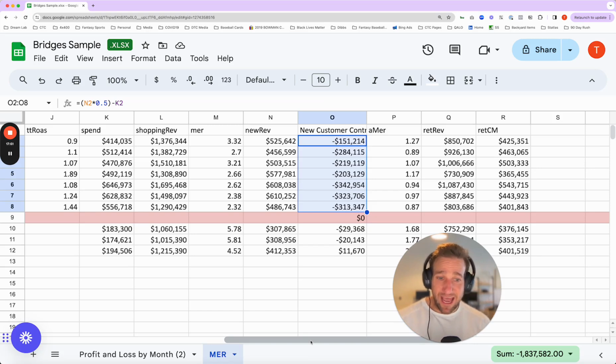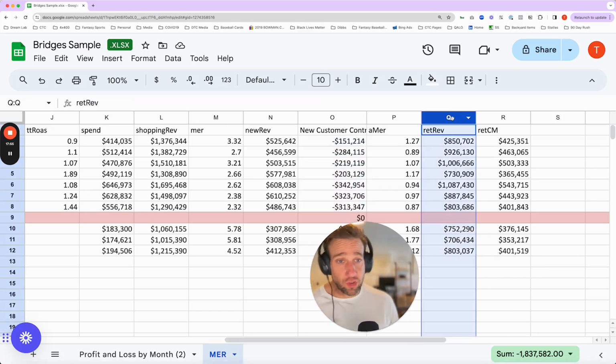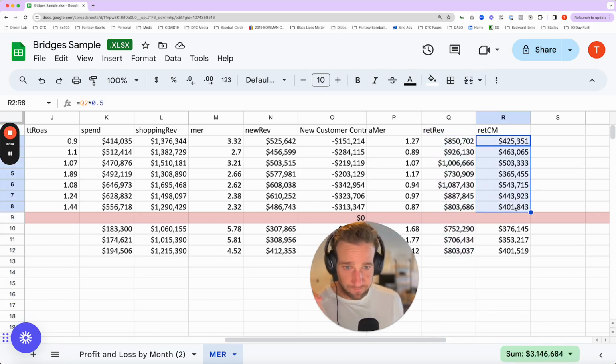But the question is, how good do I need it to be in order to make money? And that answer actually lies in looking at my returning customer revenue. So we isolate that. If we look at our total revenue, we subtract out our new customer revenue, we get to returning customer revenue, and I get to returning customer contribution margin.